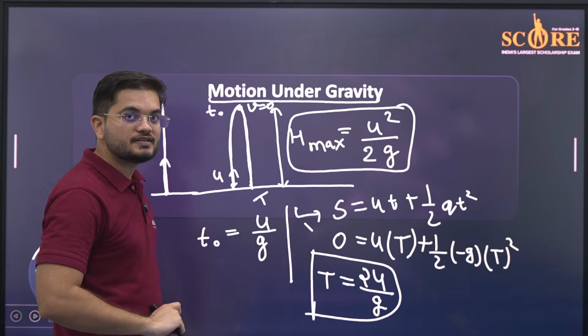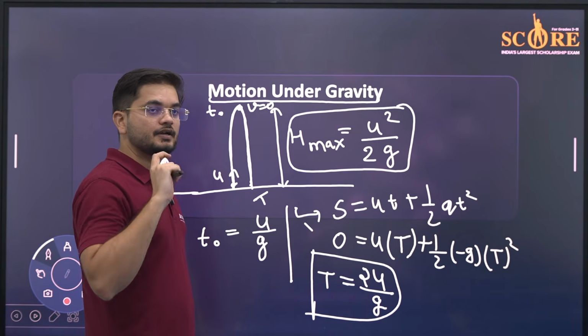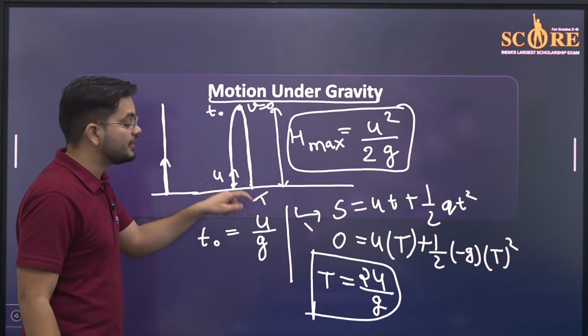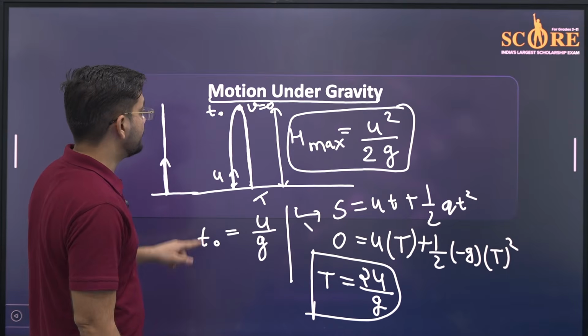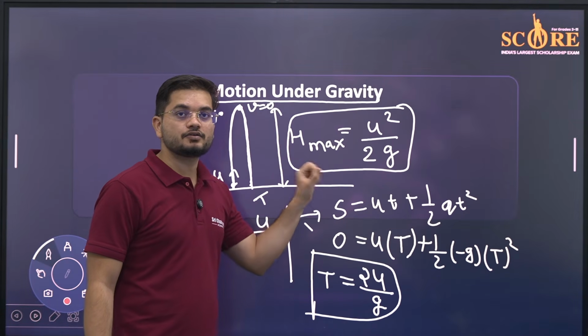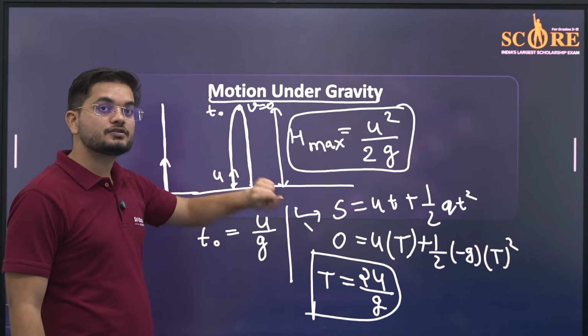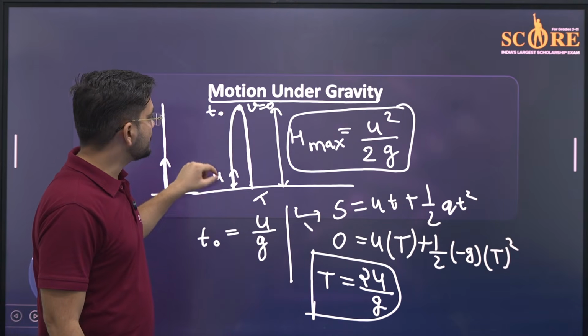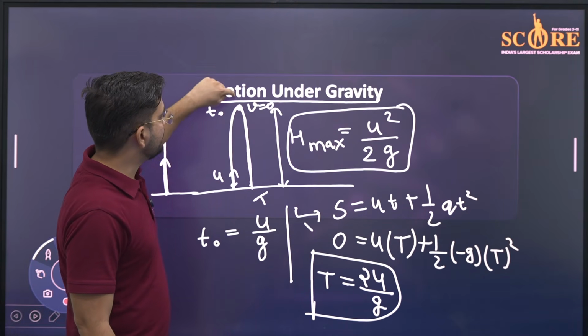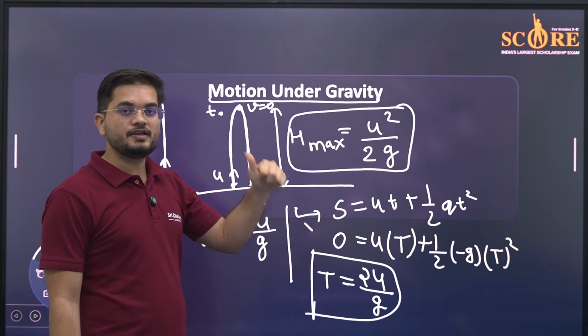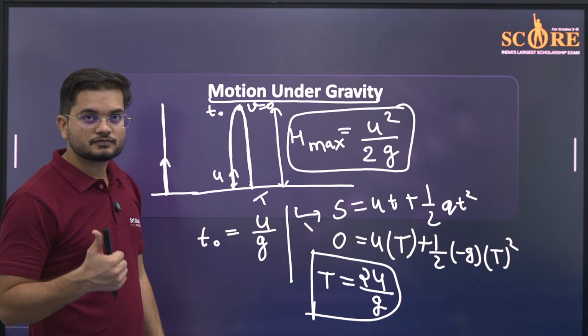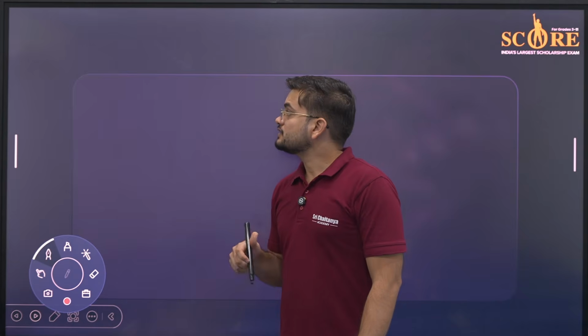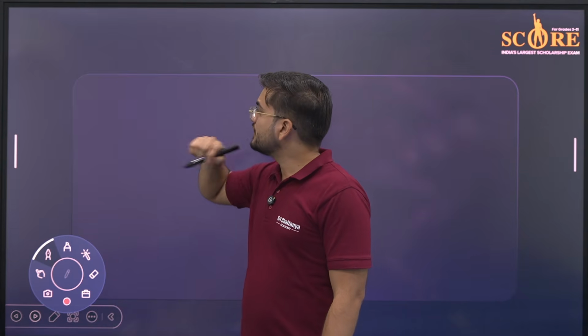Clear? Time of ascending and time of descending will be equal if gravity or acceleration is constant. If acceleration is not constant, then we cannot say the time of ascending and time of descending will be equal. Clear?